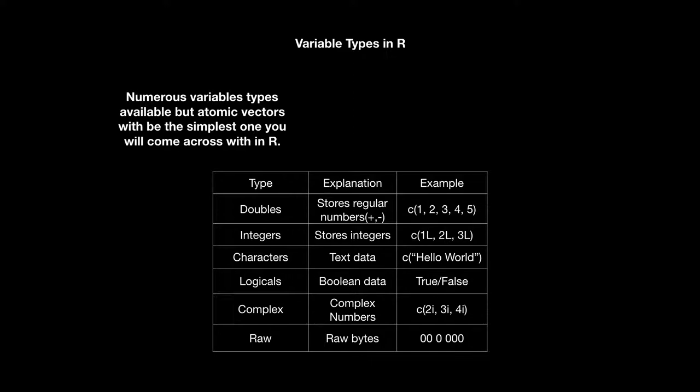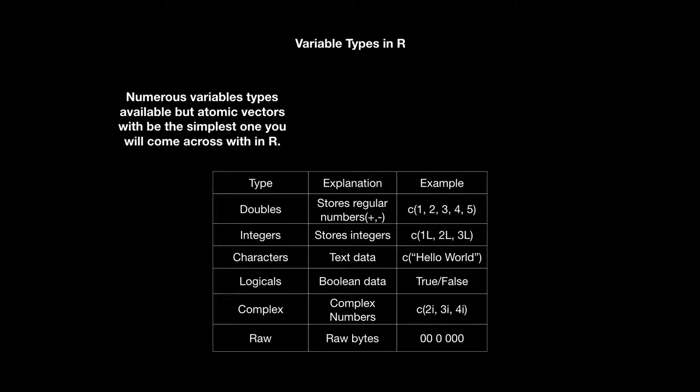Next is characters. This is going to be text data, whether it be a letter, whether it be a word, a sentence, or so on. Whatever is placed within quotation marks will be considered a character. So you can input a number 1 in quotation marks and it will be considered a character, not a double nor an integer, simply because that's the way it's written. And then you have logicals. These are Boolean data points. So what you're going to get is a true or false value.